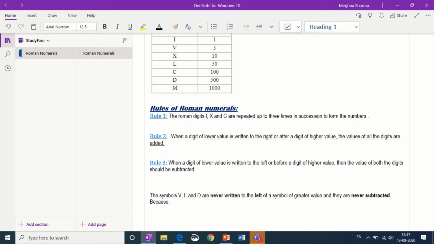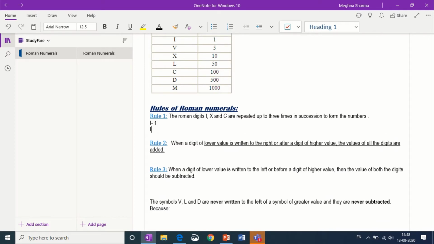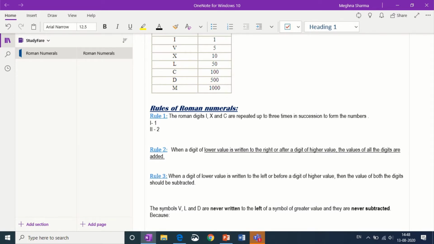Now let me take some examples. I means 1, two I's means 2, and three I's gives you 3. And 4 cannot be represented as four I's because I can only be repeated until 3 times, and we have used 3 I's already, so 4 cannot be represented. For 4 we have one more rule which has to be used, which we will learn in the next rules.